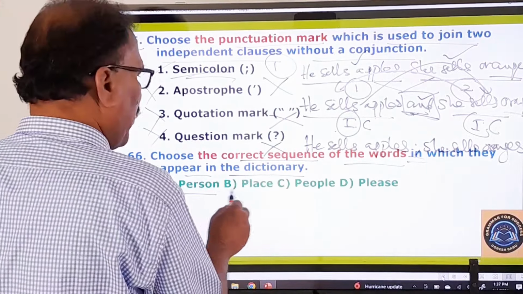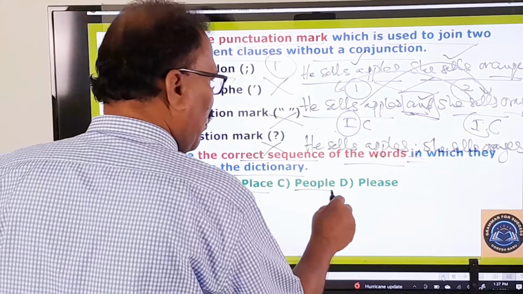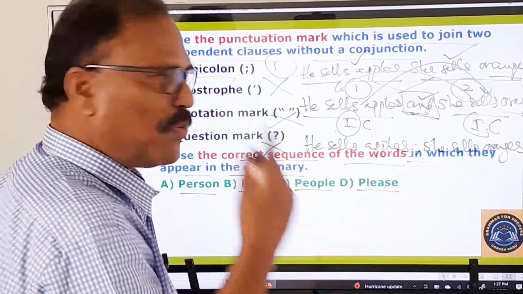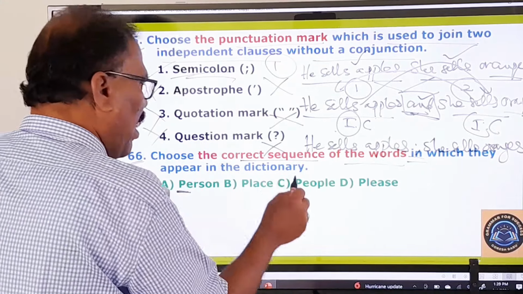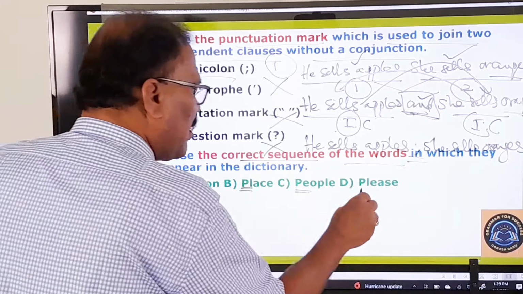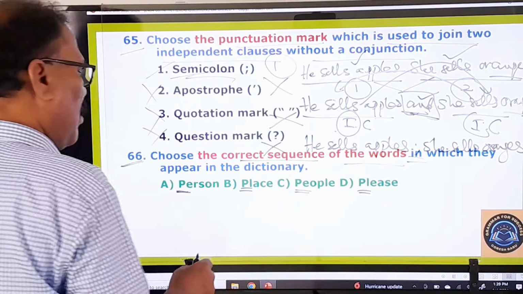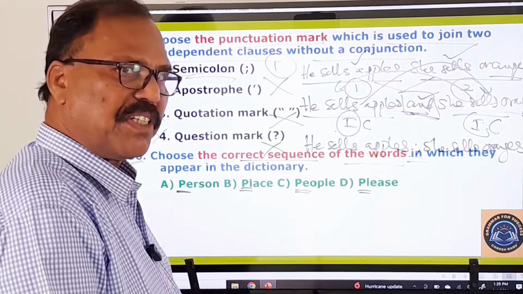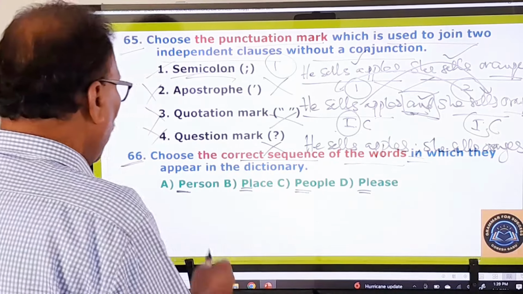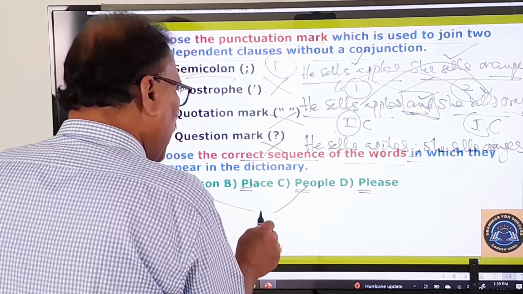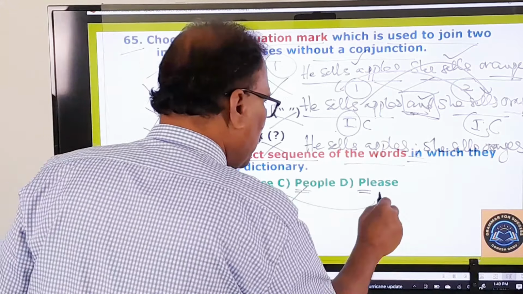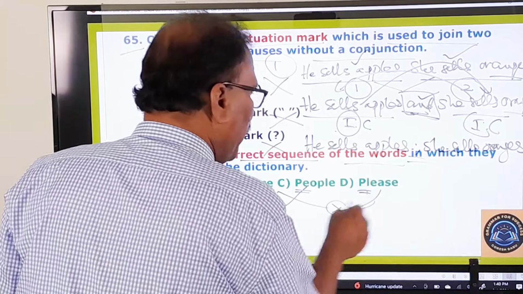A, person. B, place. C, people. D, please. So here, if you look at these words, you understand two things. What is that? This word is beginning with the PE. Again, this word is also beginning with the PE. Here, this word is beginning with the PL. This word is also beginning with the PL. So, which comes first? PE comes first or PL comes first? Okay, PE only comes first. Therefore, we have to take these two words together, and now there is a tie between these two words, and PL. So these words come together and there is a tie between these two.